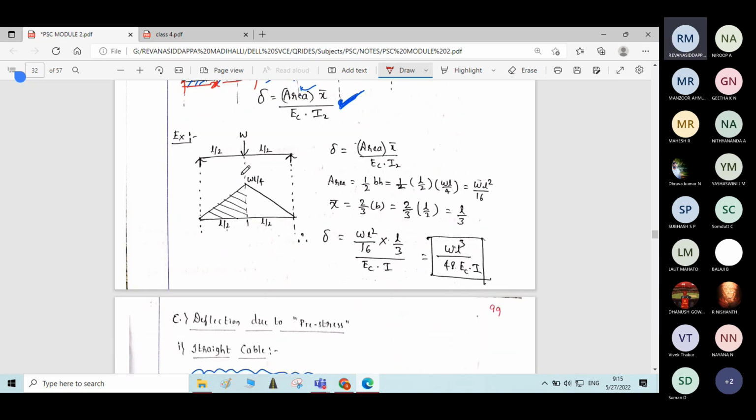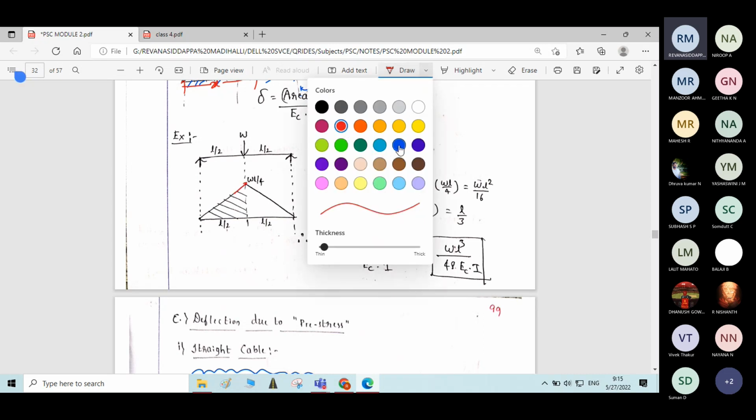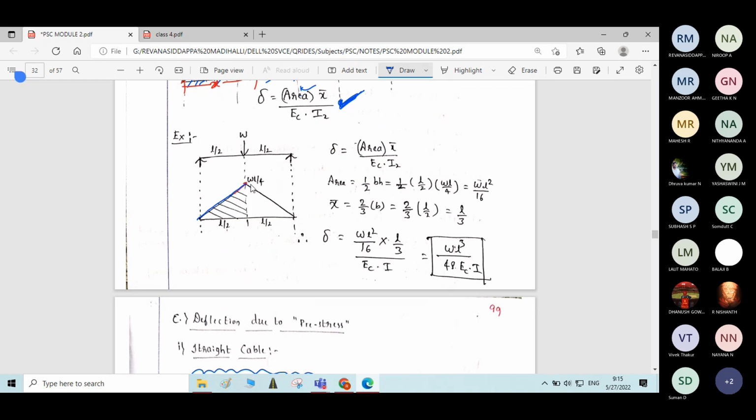For a simply supported beam carrying concentrated load at the center of the span, I have written the bending moment diagram. What is the maximum bending moment at the center of the span? If the beam is subjected to concentrated load at the center, it is WL by 4. In the next step, I have considered half of the area of the bending moment diagram.